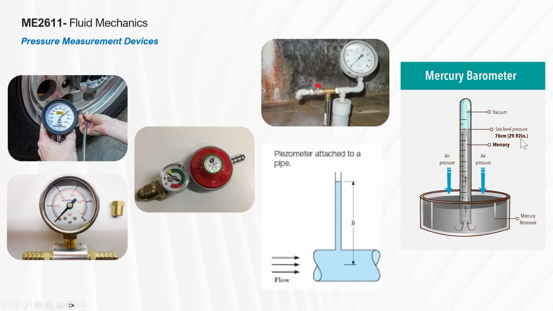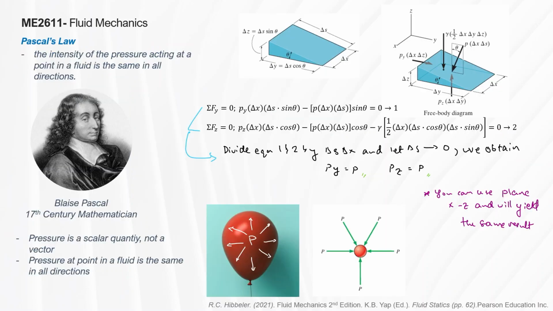We have 29.98 inches or 76 centimeters, because this is actually an experiment done by Evangelista Torricelli, an Italian, one of, I guess you could say, the students of Galileo Galilei. He also has a student, but we'll go into that later. Our first character is Blaise Pascal, known for Pascal's law.